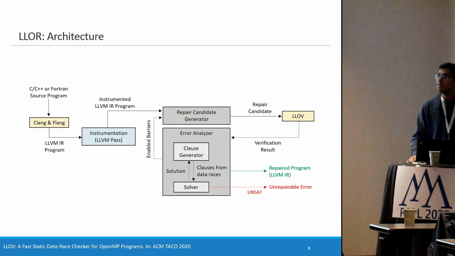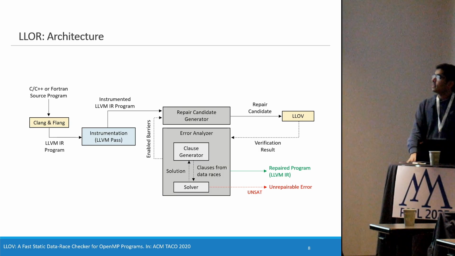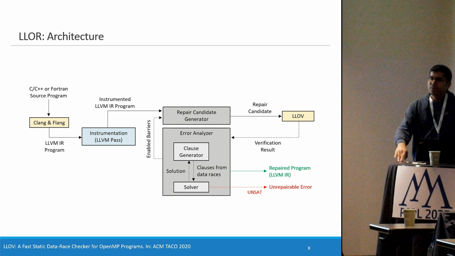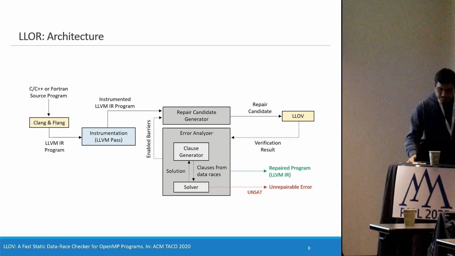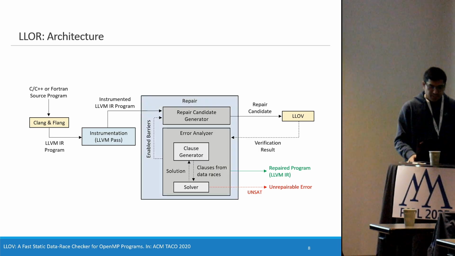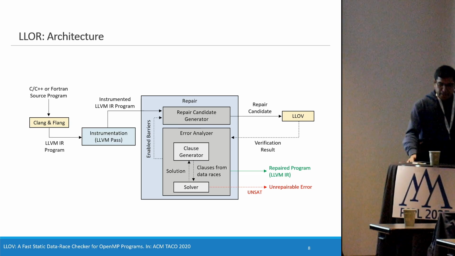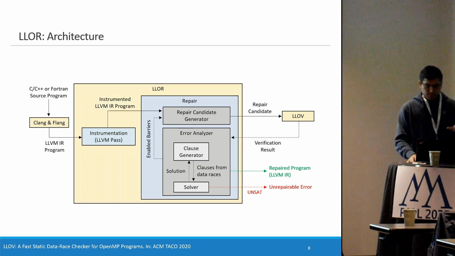So you're fixing the source, not the LLVM, or both? We are mostly fixing the IR at the IR level, but we also report that at this source location we can put a barrier. So, yeah. The repair candidate components are written in .NET C#, and the first component, the instrumentation phase, is in LLVM in C++. So together we have the tool LLOR.